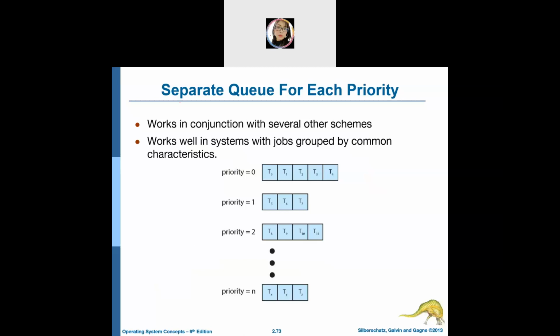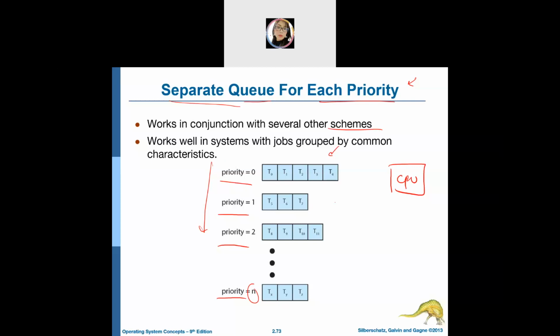Okay, here under a separate queue for each priority, you are also given the priority. Now you have four levels, or N levels. It depends on the priority, and you can see you have several processes inside to pass to your CPU. It works in conjunction with several other schemes, like your FCFS and your RR. It works well in systems with job groups that share common characteristics.